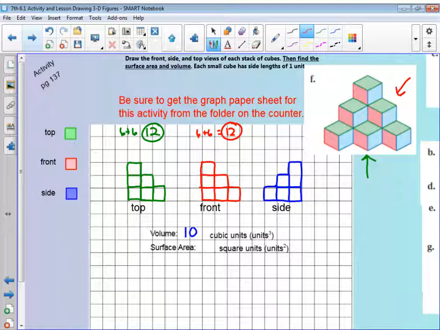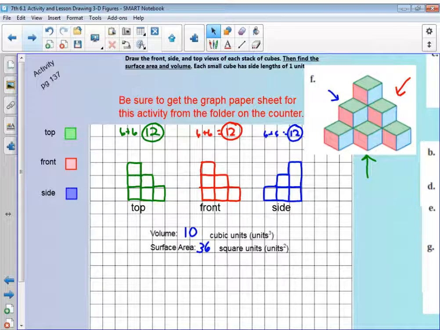And then from the side, I can see the 6 blue ones. And then the side back here, there's also 6 that I see. So 6 plus 6 is going to give me 12 once again. So now if I do surface area, I have 12 plus 12 plus 12, which would give me 36 units squared, or square units. Okay, so that's working with having to represent something on 2-dimensional paper that's supposed to represent a 3-dimensional figure. It is a hard concept.